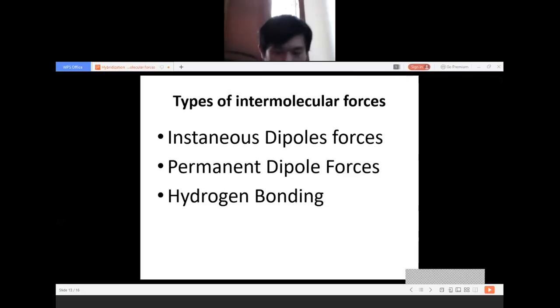But they can have instant dipole, meaning suddenly one end becomes positive and suddenly the other end becomes negative. What makes it like that? Because of the interaction with another molecule, which is a different molecule or can be the same molecule.